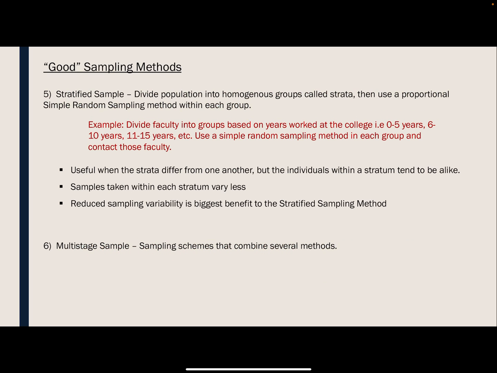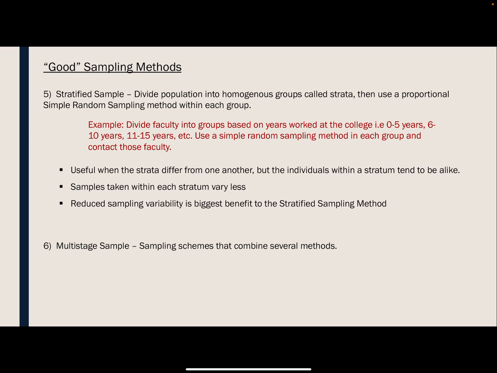Compare that with the next one, which is a stratified sample. So a stratified sample also does grouping, but it does grouping in a different way. It will create homogeneous groups called strata, and the homogeneous groups will have some characteristic of the population in common. And then in a stratified sampling method, we would do a simple random sample on each group, and we would have it proportional to that characteristic.